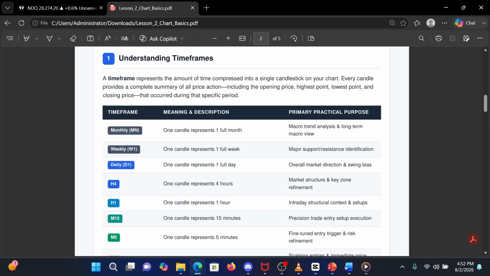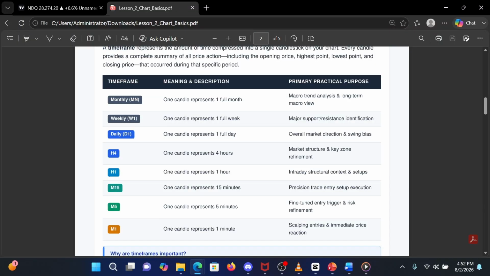And then the H1 candle, where one candle takes 1 hour to form. It is used for intraday structure context and setups, for the people who trade within the due course of that day, intraday traders. The 15 minute candle takes 15 minutes to form, and it's for precision trade entry setup and execution. Some people take their trades on M15.